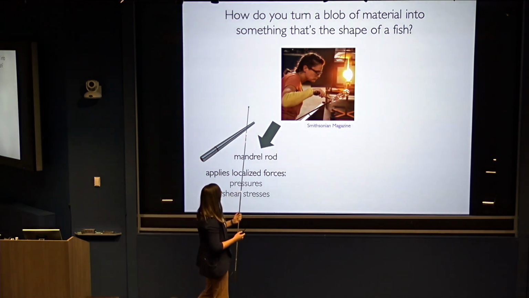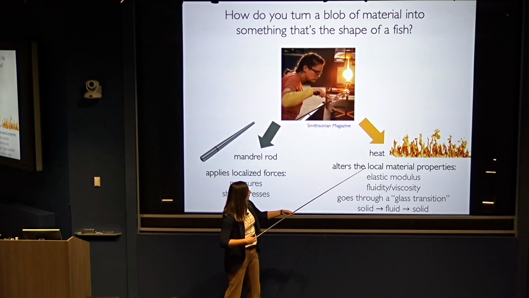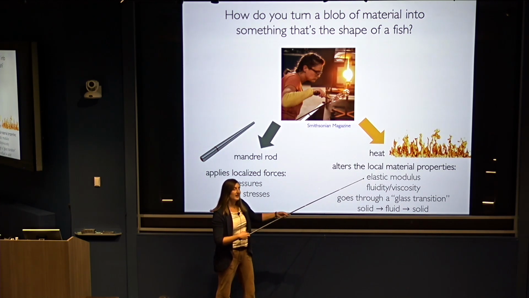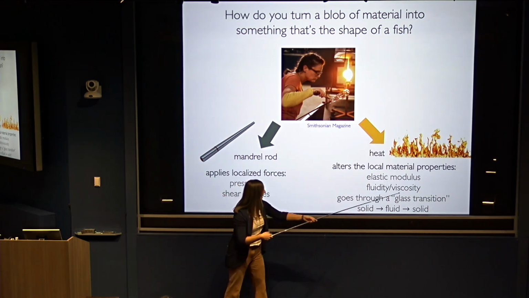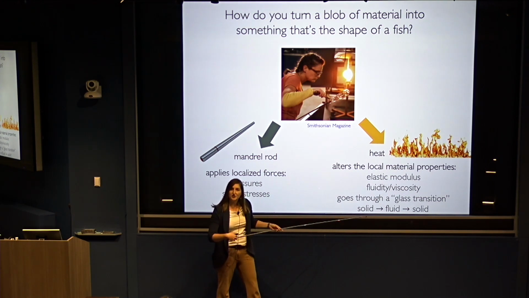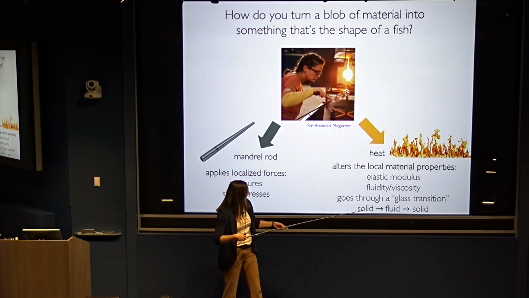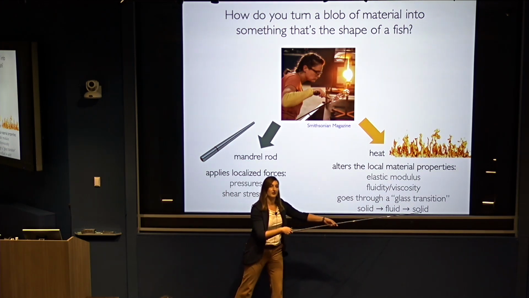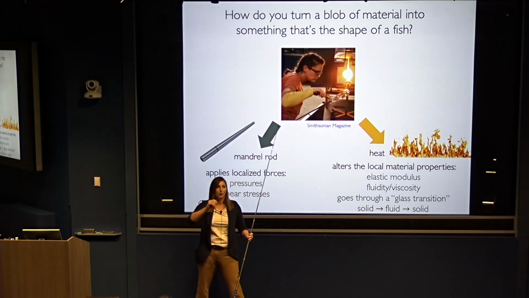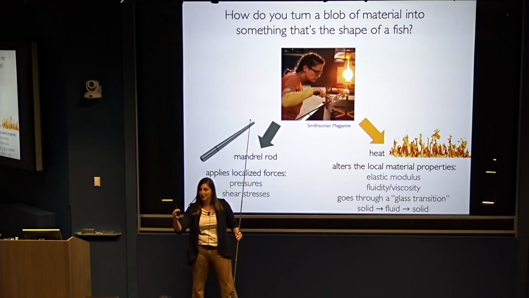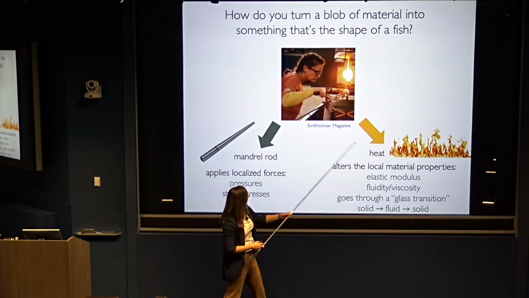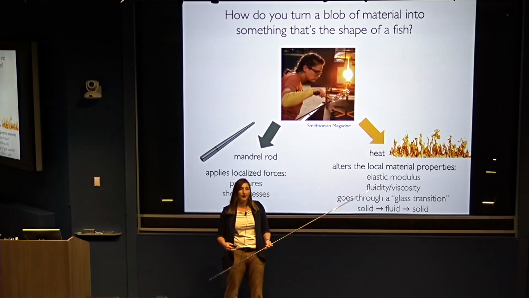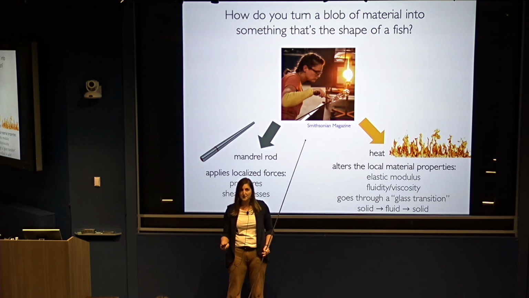And another important ingredient is the heat, right? So we know that what this is doing for a glass is it's altering the material properties, things like the elasticity of the material or the viscosity of the material. And actually, for making a fish, it's really important that the system goes through what's called a glass transition from a solid, and then it melts a little bit into a fluid and then into a solid again, because that allows you to pull things into shapes and then freeze them in place so that you have a stable morphology at the end. And so it's this combination of forces and control over the local material properties that's really necessary, I would argue, to get a specific shape.